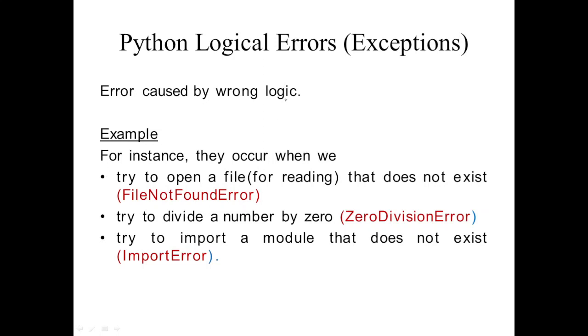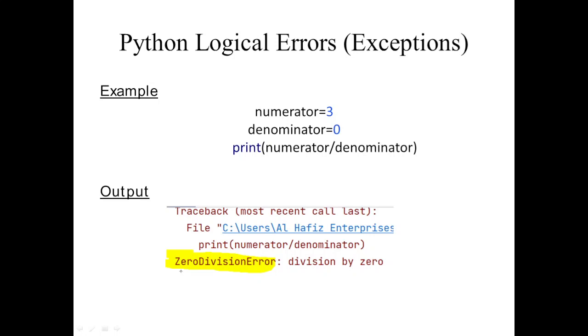However, logical errors or exceptions are those errors which are caused by wrong logic. For example, when we are trying to open a file but this file does not exist, this error will occur, which is called file not found error. In the other way, if we want to divide a number by 0, there will be another exception, which is called zero division error. Similarly, if we want to import a module but it does not exist, there will be an error which is called import error.